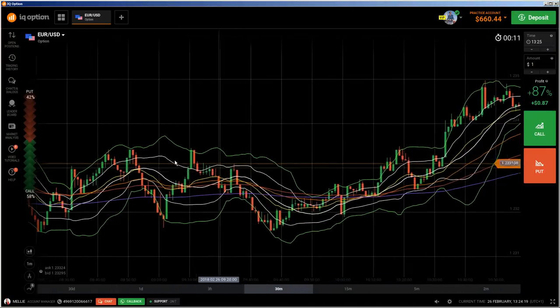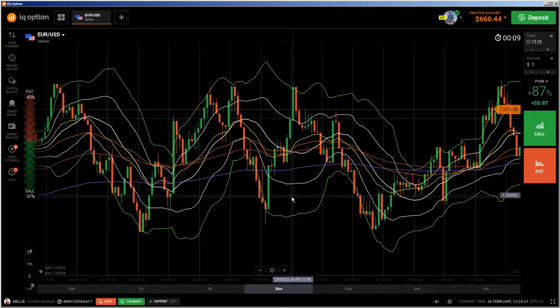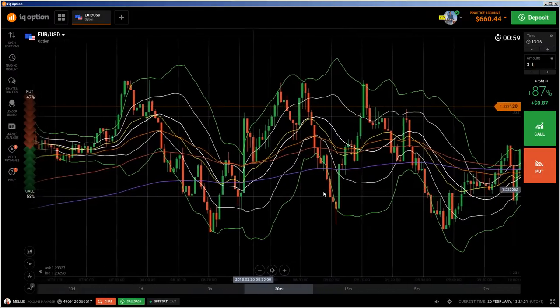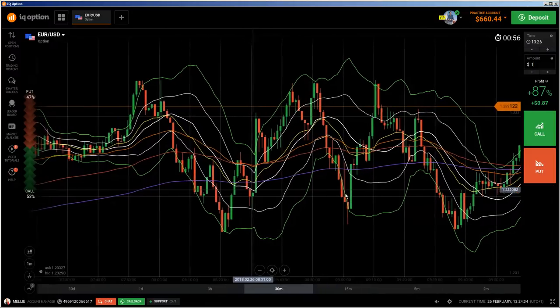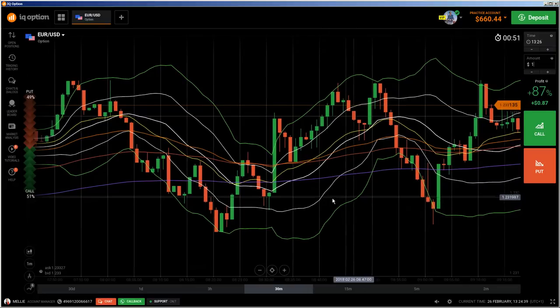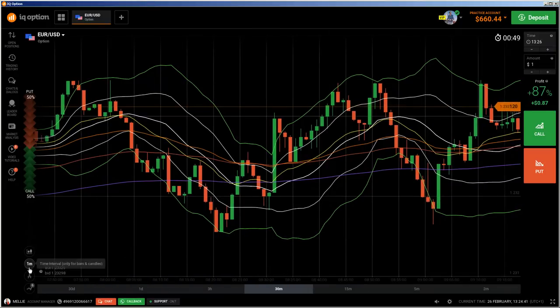So let me see if I can find some kind of flag. I would say this could be a flag, but not a really good one. Yes, this is a flag here, but it's not really good. Let me see if I can find a better flag. Okay, here it is. This is a good flag, because it does what it has to do.